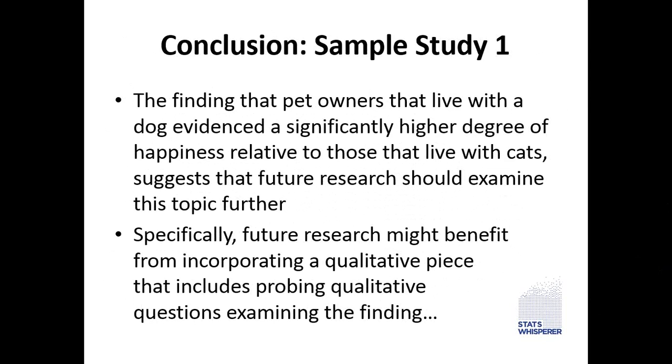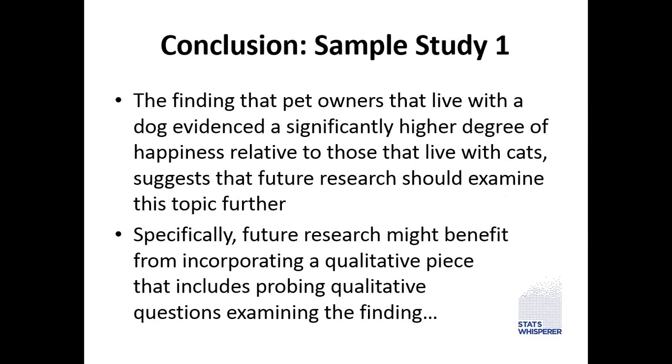So specifically, we said in our conclusion, finding that the pet owners that live with the dog evidence significantly higher degree of happiness relative to those that live with the cat suggests, right? So suggests. It doesn't prove anything, doesn't mean anything. It just suggests that future research should be conducted examining the topic further. And that's reasonable. It suggests that.